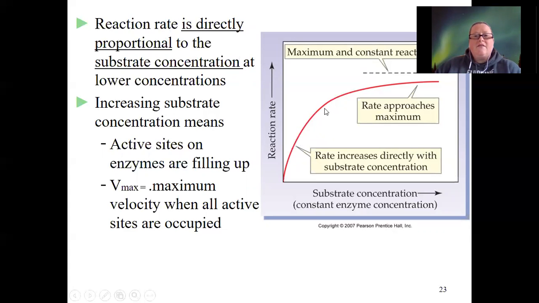And as they're filling up, there are going to be fewer and fewer sites available. So we get to a spot called the maximum velocity. And as those active sites start filling up, we're going to slow down the output of the enzymatic activity. And eventually all of those active sites get occupied. And we're at our maximum velocity for that particular enzyme.